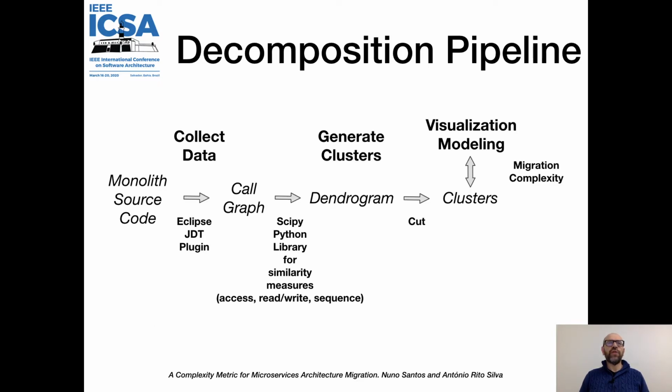In our case, we collect that data statically using the Eclipse JDT plugin, and then we generate a call graph. Then you use the call graph with a hierarchical clustering algorithm, and basically you compare with several similarity measures in terms of access, read, write, and sequence, and then we generate a dendrogram. We cut the dendrogram, generate the clusters, and then in the part of our visualization tool, we calculate the migration complexity. So you look at the clusters, and you see what is going to be the cost of implementing it, so the cost of migrating from the monolith system to this microservice system.